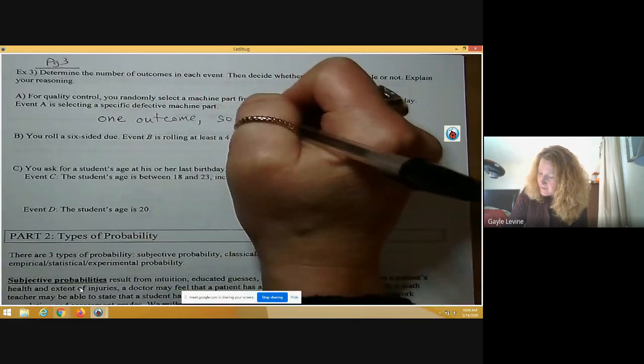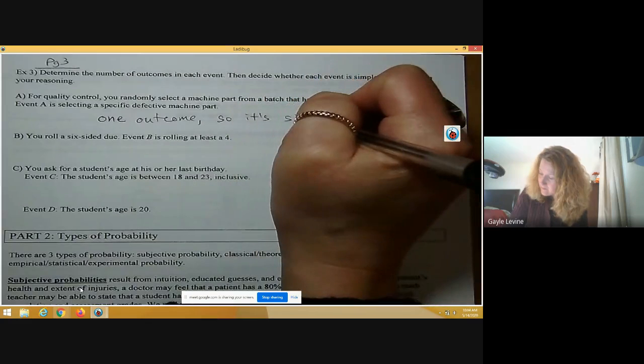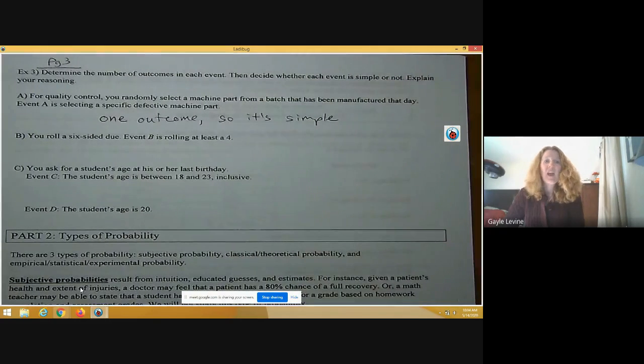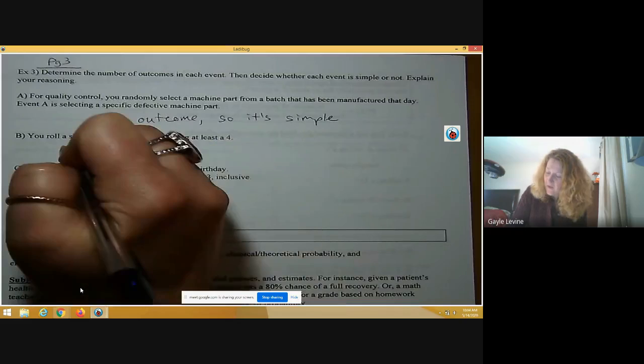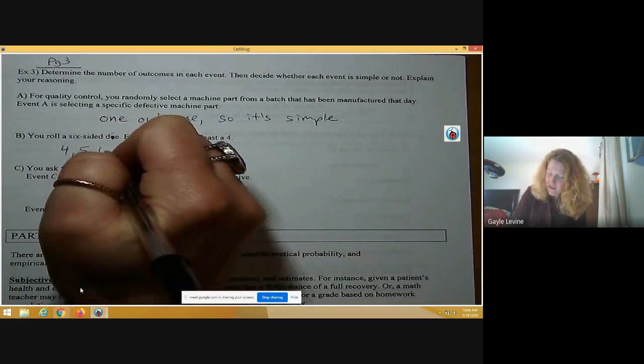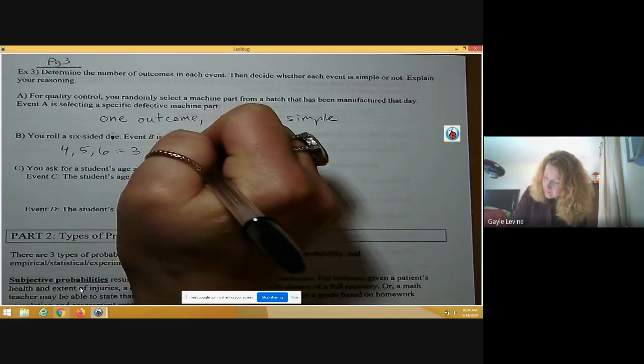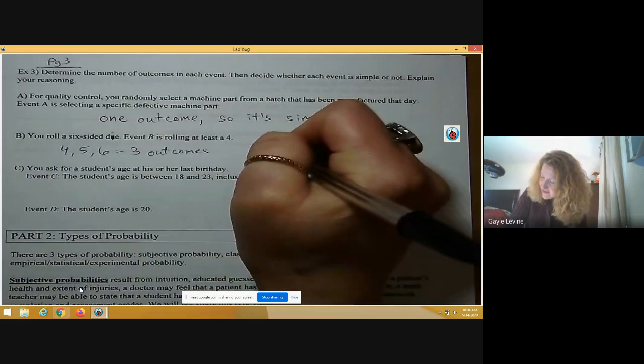So it's simple. So the event is simple. Event B, you roll a 6-sided die. Oops, that's a typo. Event B is rolling at least a 4. Well, if you roll at least a 4, you could have a 4, a 5, or a 6. So there are 3 outcomes. So it is not simple.